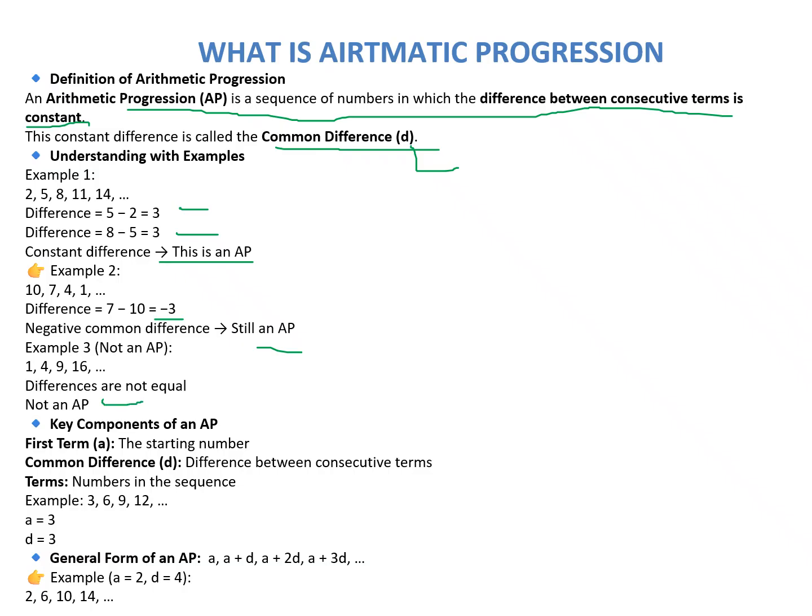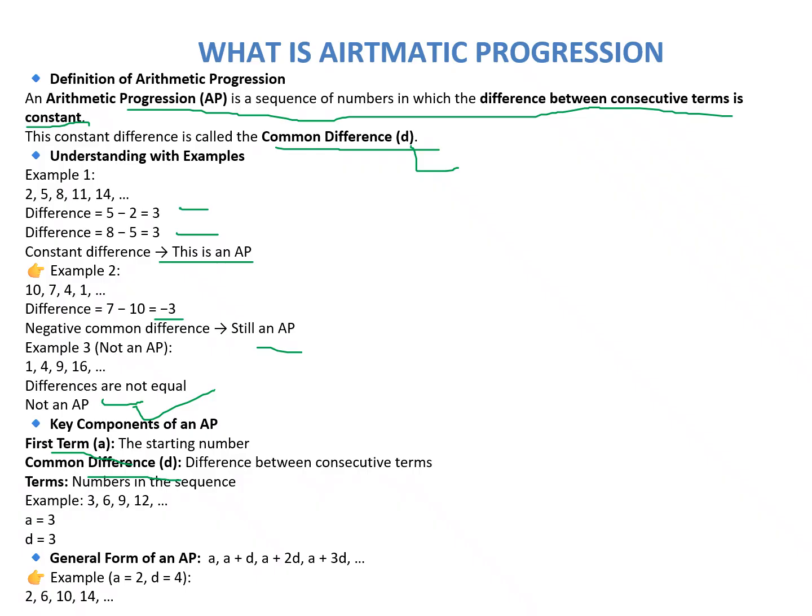So for a series to be an AP, it has to have a common difference throughout the series, and that difference is known as D. A key component of an AP is the first term, which we denote as A. So in a particular series, A is the first term, which is the starting number. The common difference is D, which is the difference between consecutive terms. And we can create the series with the help of A and D.